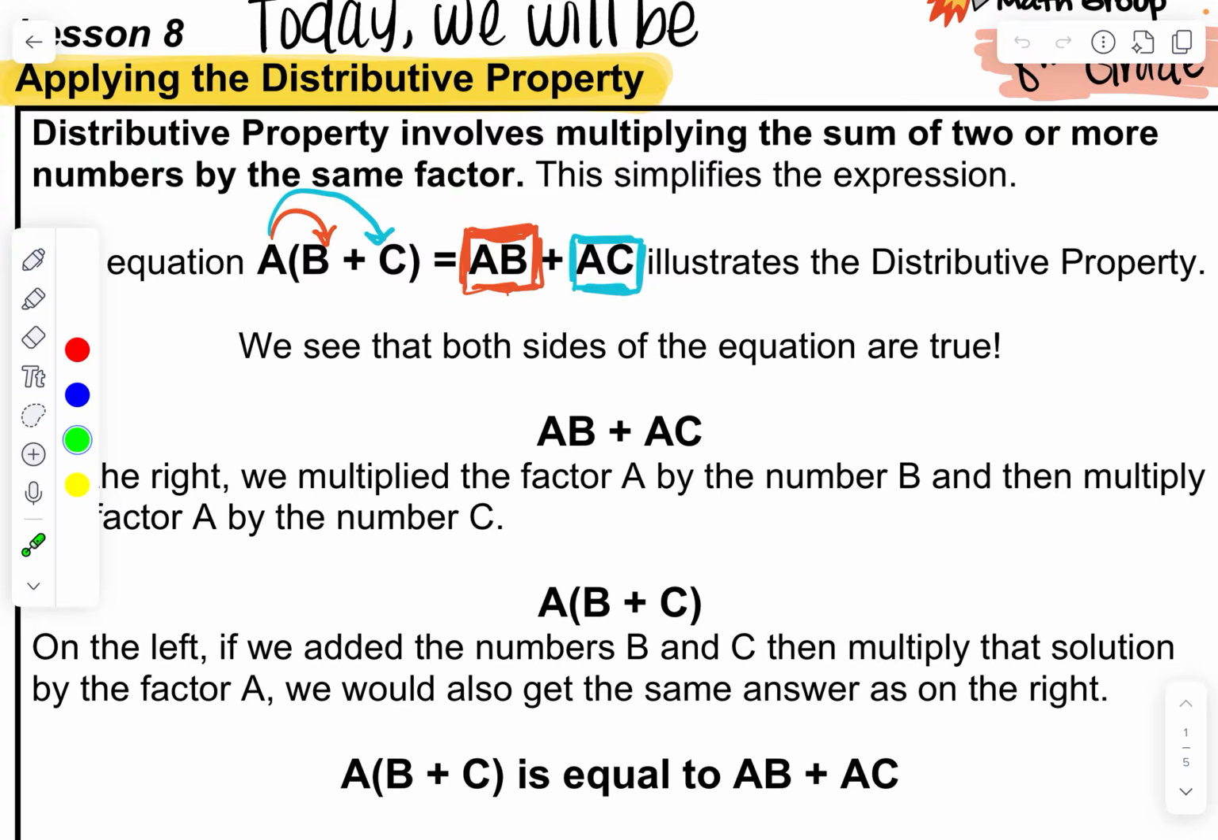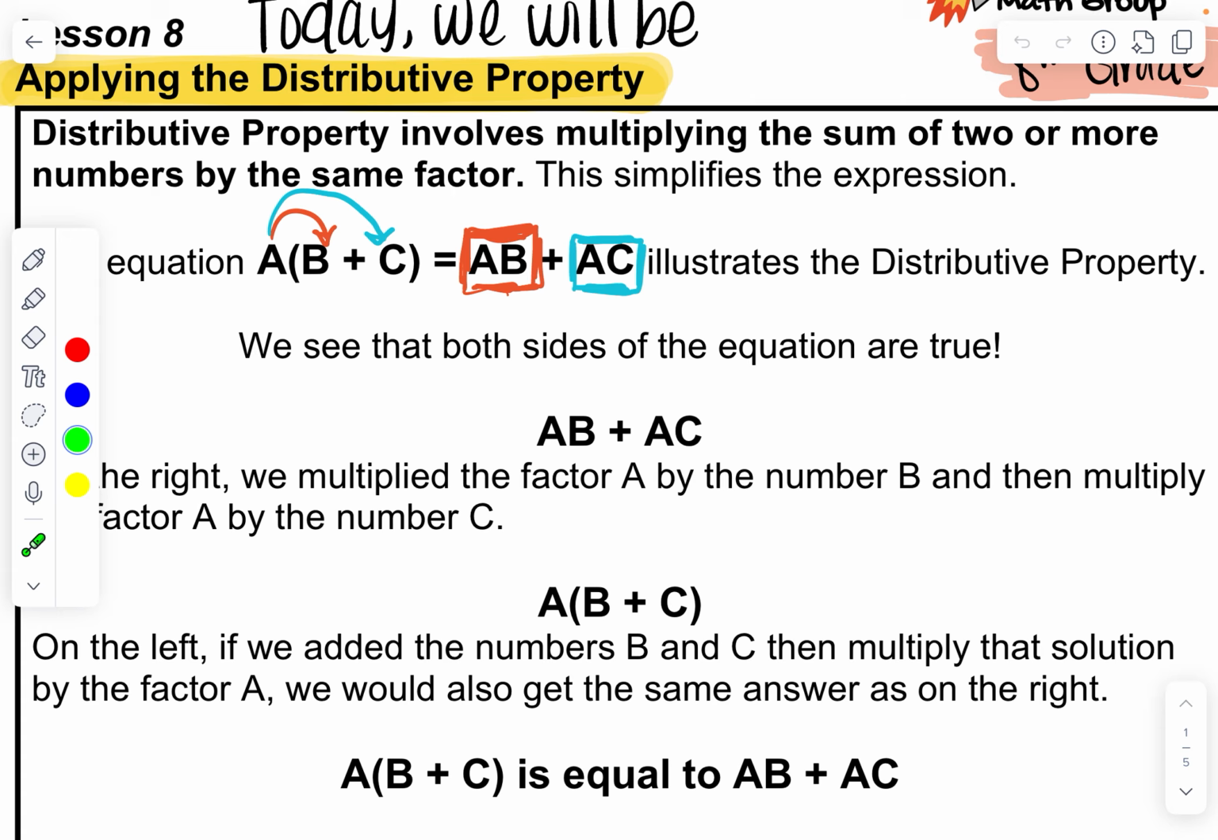So the first thing that we are going to do, and the operation for distribution is multiplication. So we are going to multiply first that A by the first term, which is B. So A times B, that gives us AB. And then we cannot leave this C out. So we're also going to multiply that A by the C, A times C, which is the same as AC.